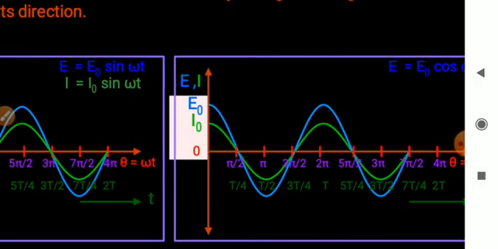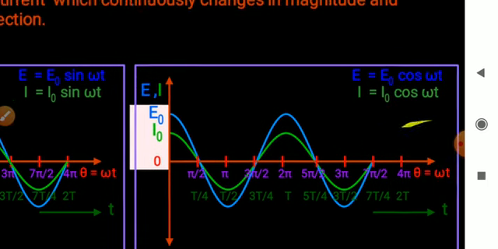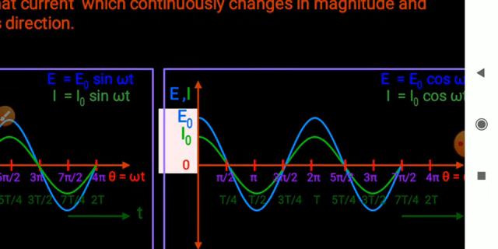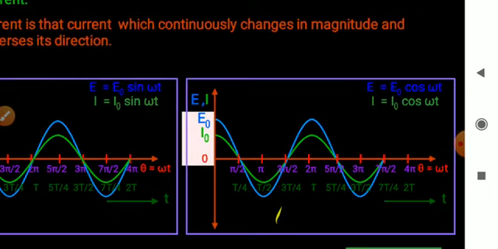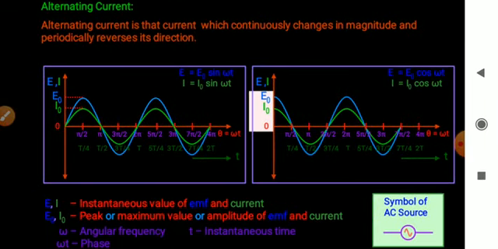And this is the graph for I as a cosine function. So I hope these two graphs are clear to you. I equals I naught sin omega t. Okay. So here we have E and I equal to instantaneous values of EMF and current. E naught and I naught equal to the maximum value or amplitude of EMF and current. Omega is angular frequency. T is instantaneous time. Omega t is phase. And this is the symbol of an AC source.